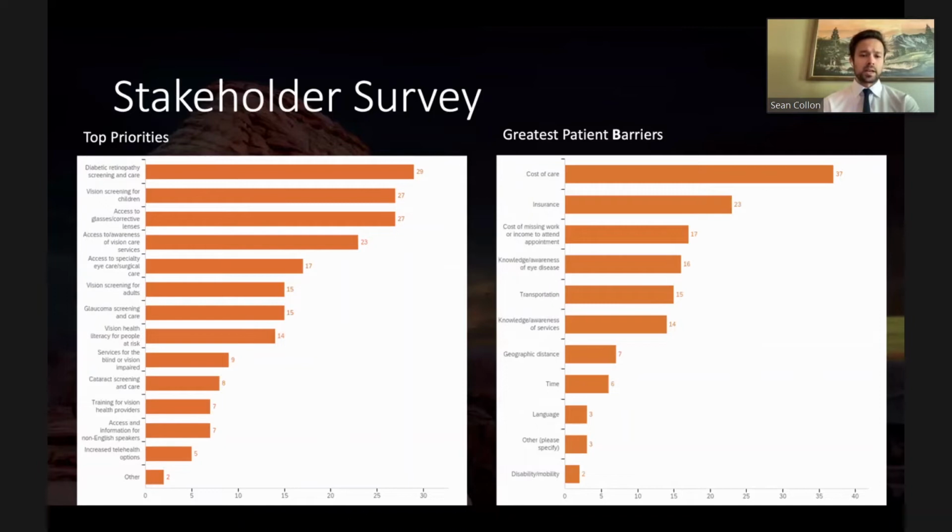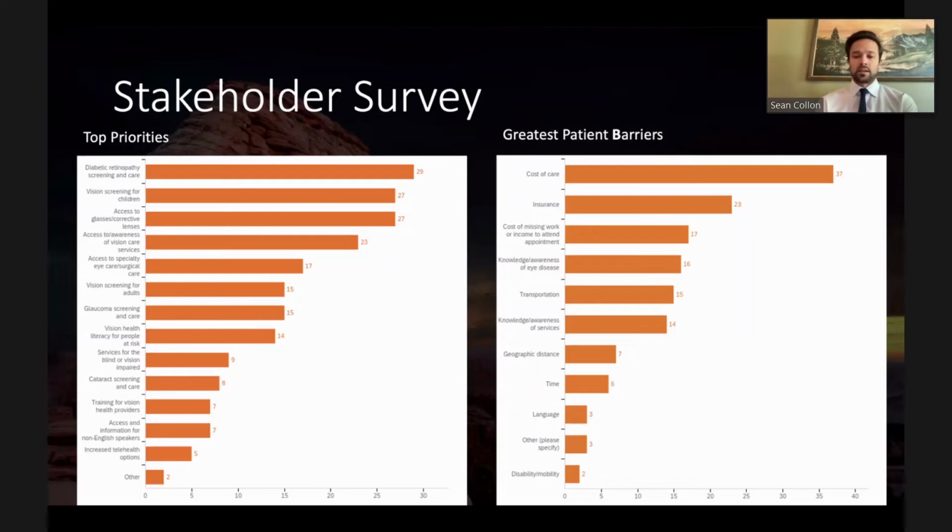And in this regard, diabetic retinopathy screening care came out on top. Vision screening for children and access to glasses and corrective lenses was close behind. We also asked our stakeholders what they perceived to be the greatest patient barriers to receiving eye care. By far, cost of care was the most commonly cited barrier. Lack of insurance was also commonly cited and goes hand in hand with cost of care. And then cost of missing work or income to attend appointments was next.